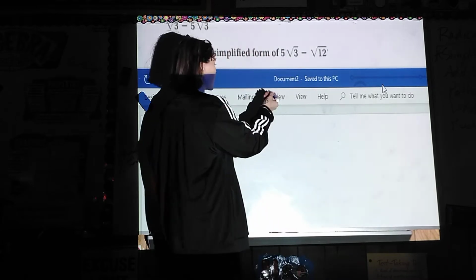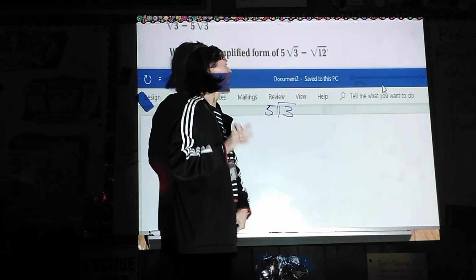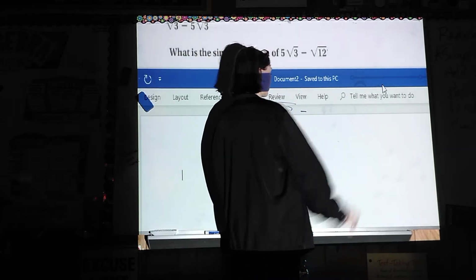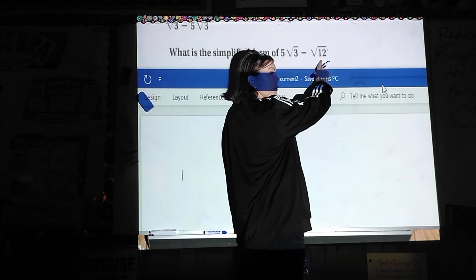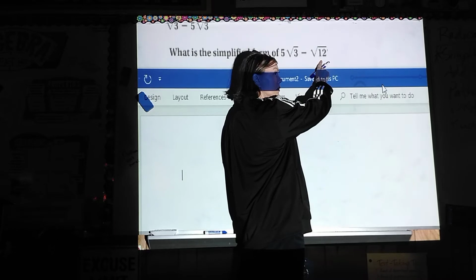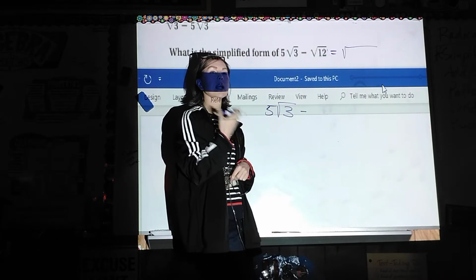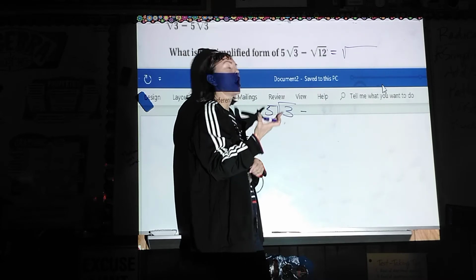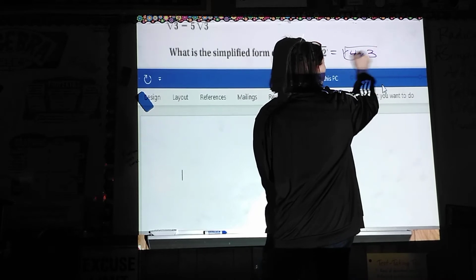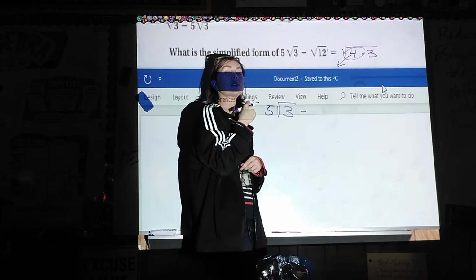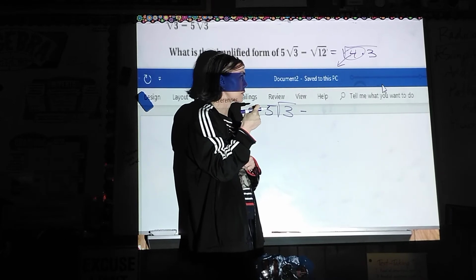Let's bring that down: 5 radical 3, and bring the subtraction. However, we can simplify the radical 12. So draw the roof. What times what gives me radical 12, but one of those numbers has to be a perfect square? 4 times 3. Circle the 4. Draw the arrow to signify that you're pulling out the square root of that perfect square.